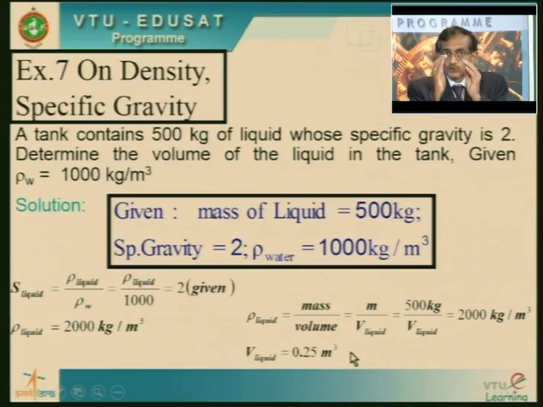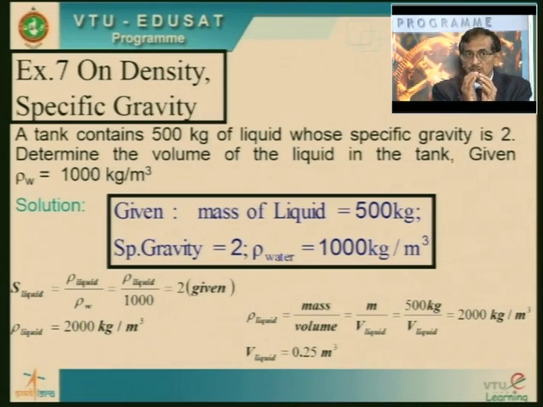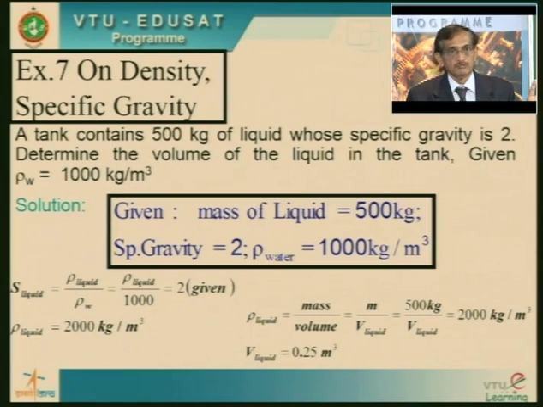So, once you know the fundamental definitions of these characteristics of fluid like specific gravity, specific weight, density of the liquid, specific volume, which is 1 by rho, we can solve the numerical without any problem, correct? Is it okay? Now, let us go to the next question.